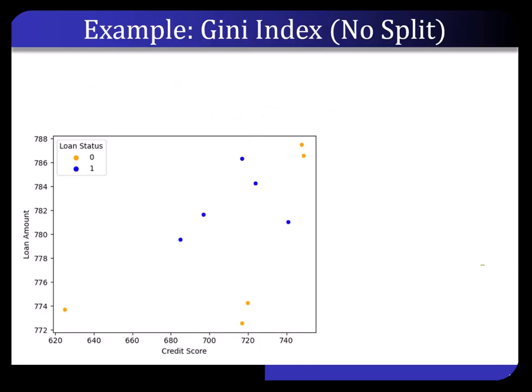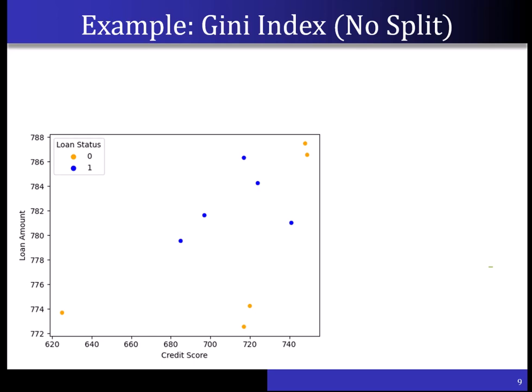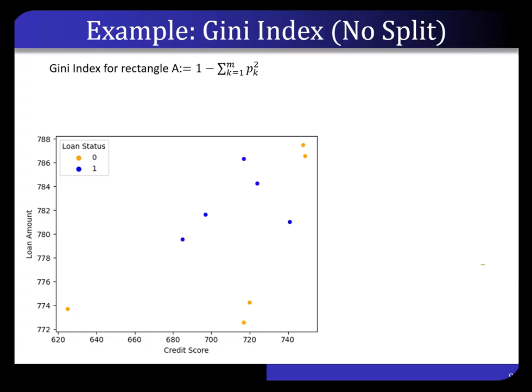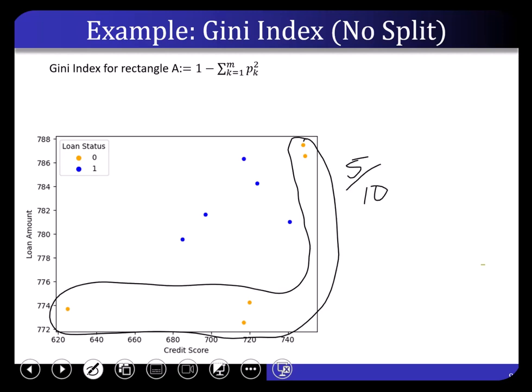Let me show you how to calculate the Gini index for the example we used a moment ago. So the Gini index is calculated as follows. We first compute the proportion of each data group in that rectangle, and then we take the squares of all proportions and subtract the sum from 1. In this data set, we have two types of data, the orange data and the blue data. In total, we have 10 data points, 5 of which belong to orange, 5 of which belong to blue. So the proportion of orange data is 5 out of 10, and similarly, the proportion of blue data points is also 5 over 10.